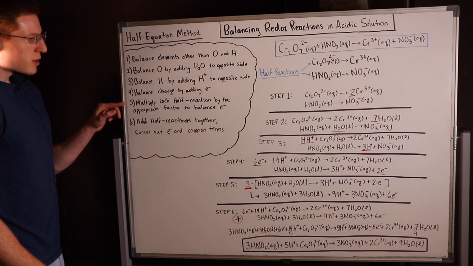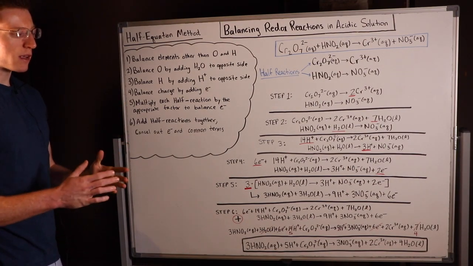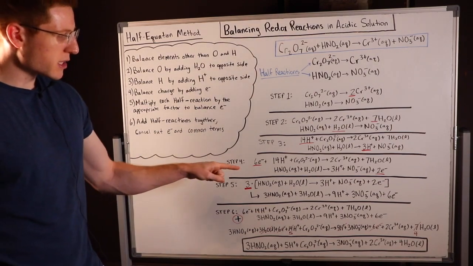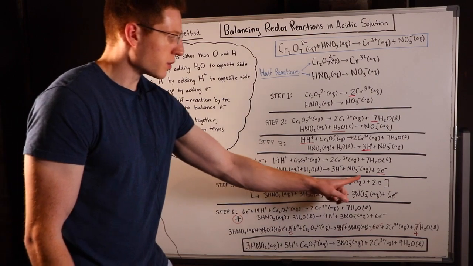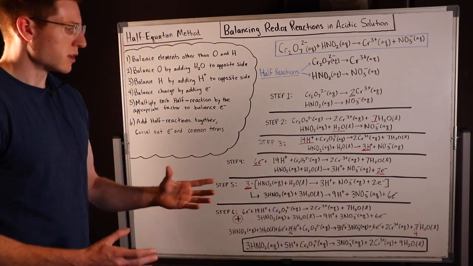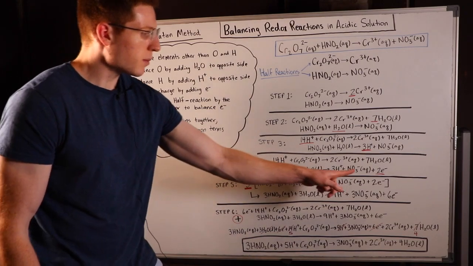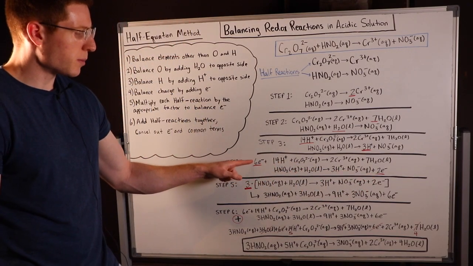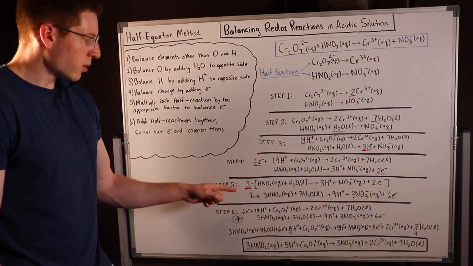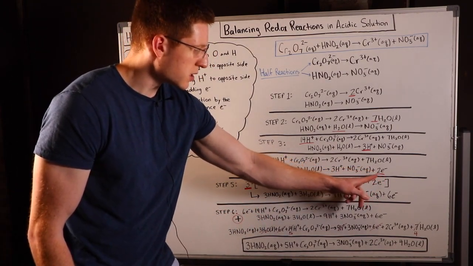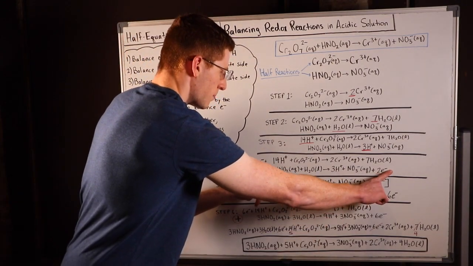Step 5, now we have to multiply each half reaction by the appropriate factor to balance the electrons. So what that means is that we've got 6 electrons had to be added to the first equation, while only 2 electrons had to be added to the second equation. And we want it to be the same number, right? Because all the electrons that we put in have to be the same amount of electrons that we get out. So in order to change this 2 into a 6, I'm going to multiply this whole equation here by 3.